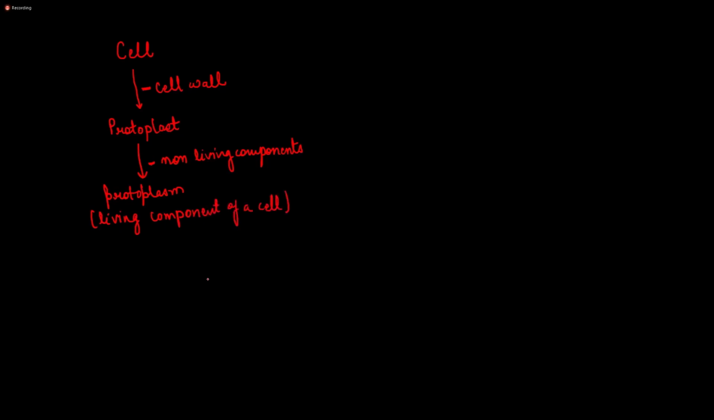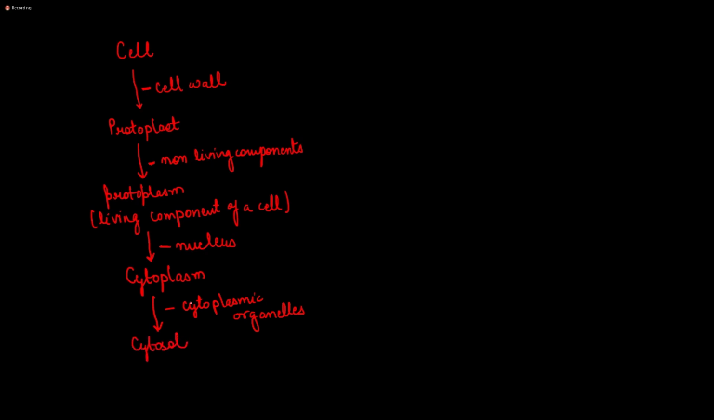Now, from the protoplasm, if you remove the nucleus, then you will be left with cytoplasm. So a protoplasm without a nucleus is called cytoplasm. And from this cytoplasm, if you remove all the cytoplasmic organelles that are present, the remaining component will be called cytosol.